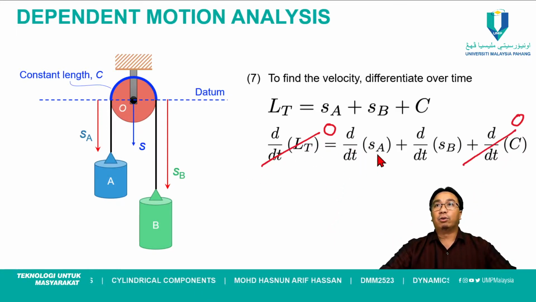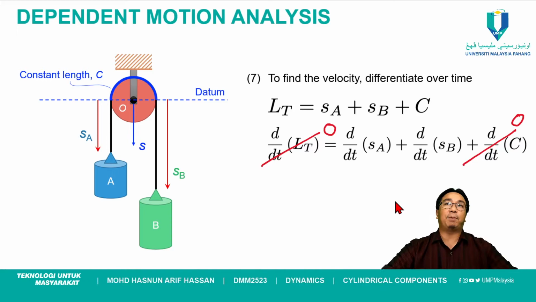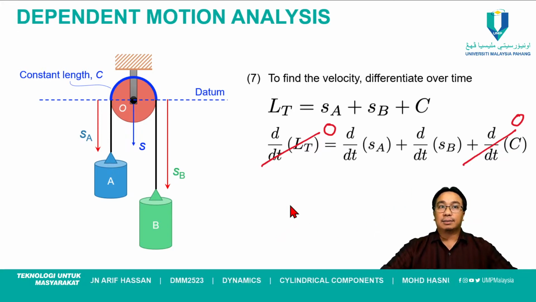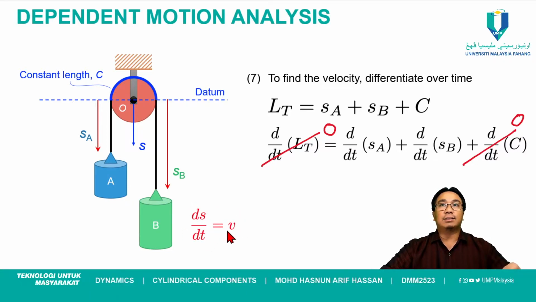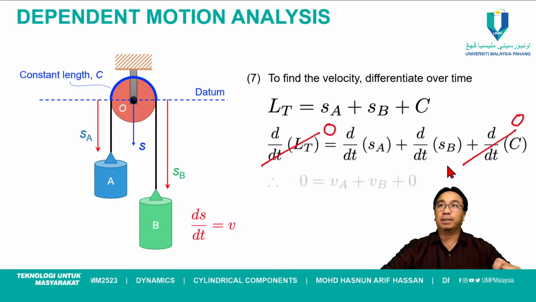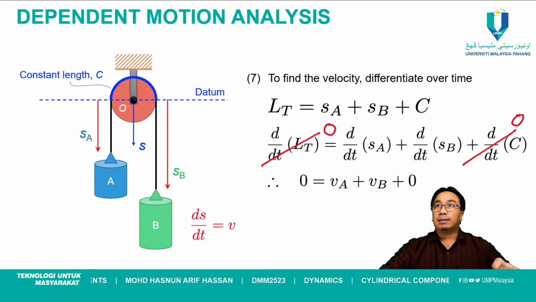Apa pula d over dt of SA dan d over dt of SB ni? Bila kita differentiate, kita dapat apa? Ini saya dah bagi tahu tadi. Awal dulu kita dah bagi tahu bahawa ds over dt sama dengan velocity. Pandai. Amar Ashraf, thank you. ds over dt is equal to velocity. Jadi, bila kita differentiate d over dt SA dan d over dt SB, apa kita dapat ialah VA dan VB. Okay, so tadi D over DT LT kosong, D over DT C kosong.